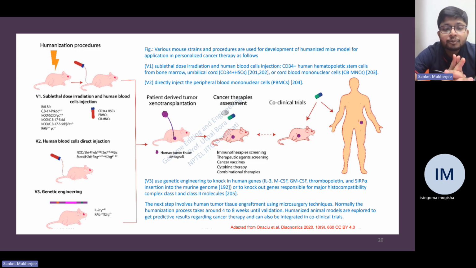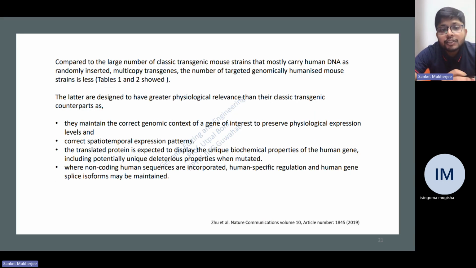Humanized clinical models are explored to get predictive results regarding cancer therapy and can also be integrated in co-clinical trials. Now, compared to the large number of classical transgenic mice strains that contain mostly human DNA as randomly inserted multi-copy transgenes, the number of targeted genomically humanized mouse strains is less. The latter are designed to have greater physiological relevance than their classical transgenic counterparts, as they maintain the correct genomic context of a gene of interest to preserve physiological expression levels.